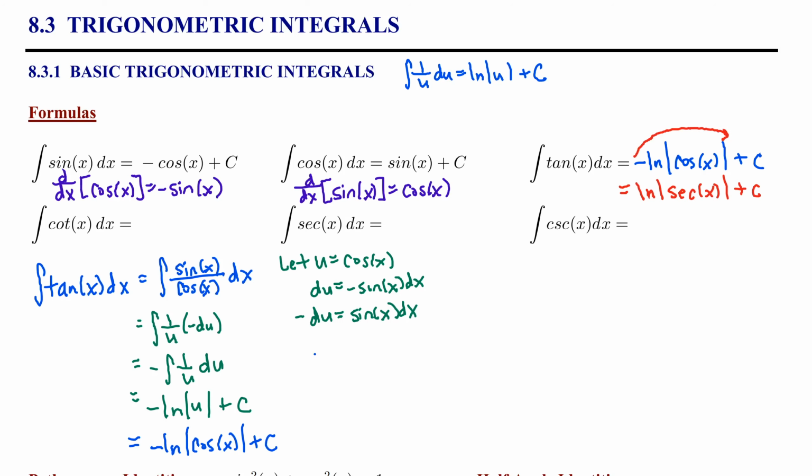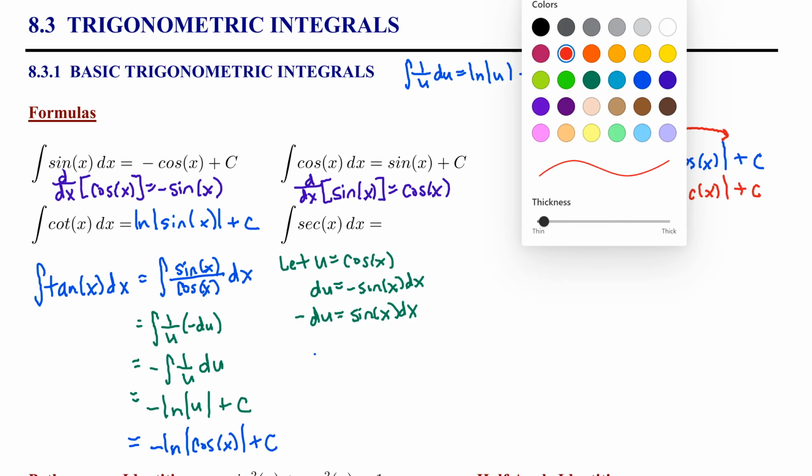Now, you can imagine a similar process for integrating cotangent of x. Instead of sine of x over cosine of x, we have the reciprocal, cosine of x over sine of x. We would make a u substitution for the denominator, and the result would involve a natural log. We would obtain natural log of the absolute value of sine of x plus c. Again, it has a very similar derivation.